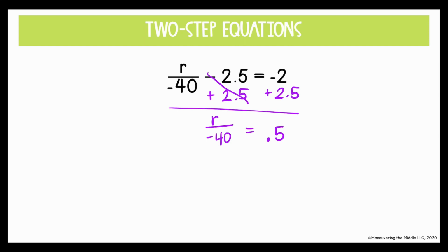Now, R is being divided by -40, so the inverse here would be to multiply by -40. That will leave me with 1 R, and then 0.5 times -40, that's half of -40. So I know that when I multiply, that will give me a product of -20.